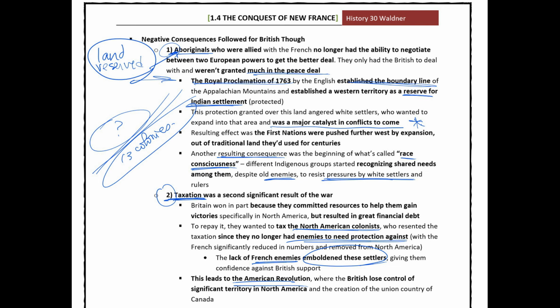The Royal Proclamation establishes that new boundary line, and it created for them that reserve of the Indian settlement that was that disputed territory just west of those 13 colonies. So even though those colonists might have thought, okay, the British won that territory, now we can expand, the British guaranteed and promised that territory to the First Nations groups in order for them to pacify and no longer fight them. That angered the colonists here. It was a major catalyst in the conflicts to come.